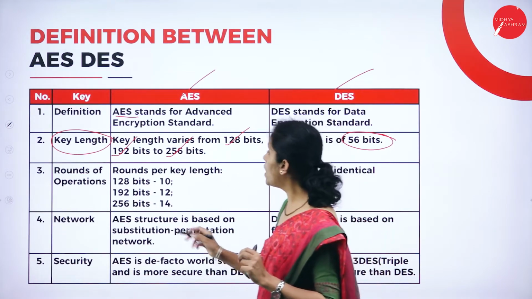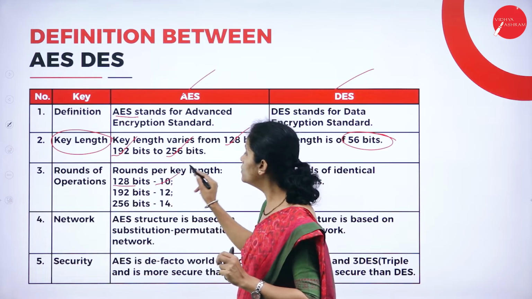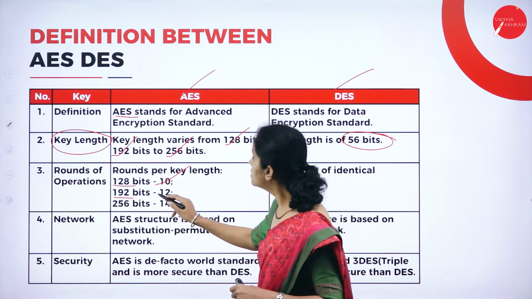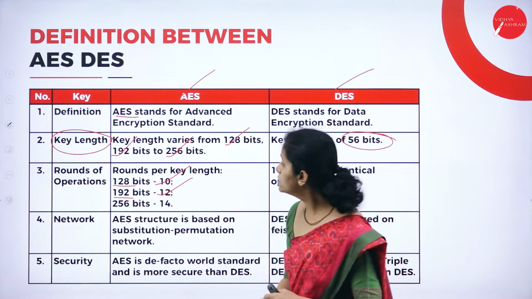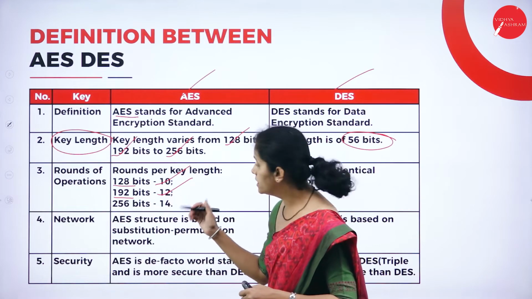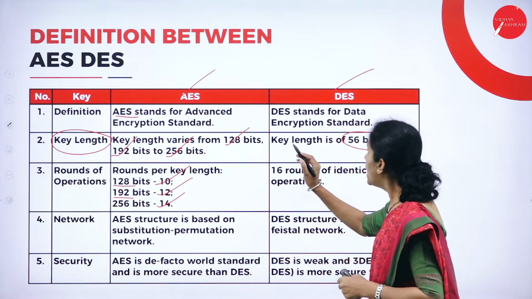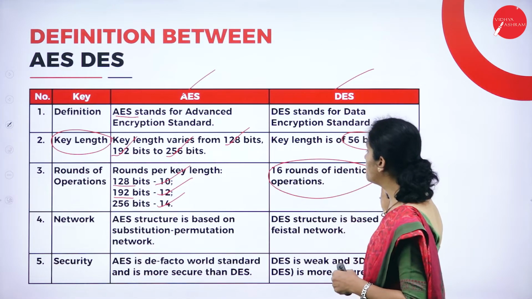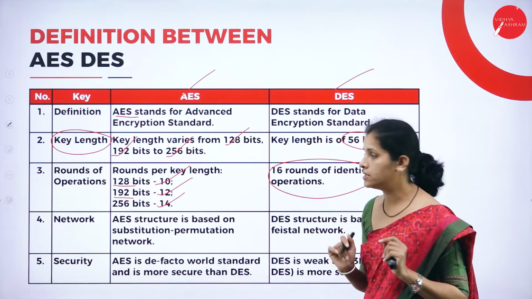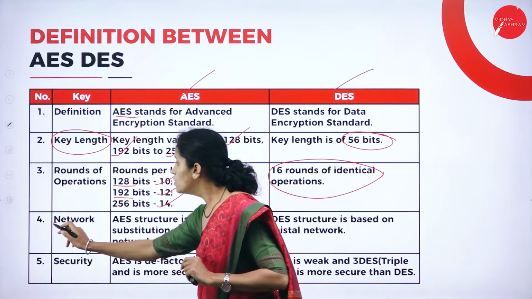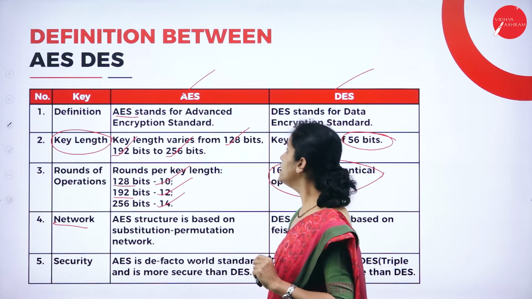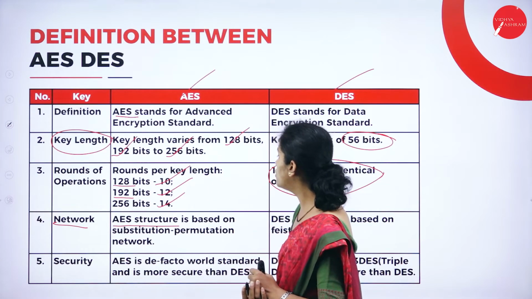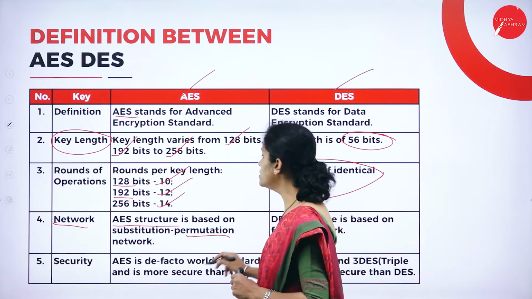In AES, based on the key, I'm going to have different rounds. If I select a 128-bit key, then the rounds are 10. If I select a 192-bit key, then the rounds are 12. And if I select a 256-bit key, then the rounds are 14. If I go with DES, the number of rounds is 16 and it is fixed. And AES structure is based on the substitution permutation network.